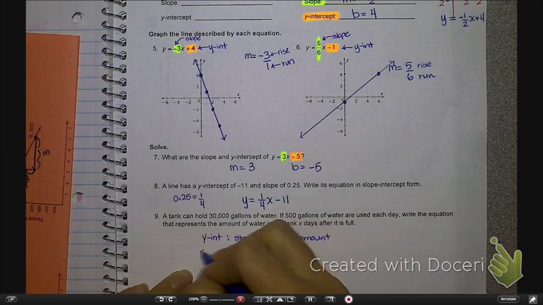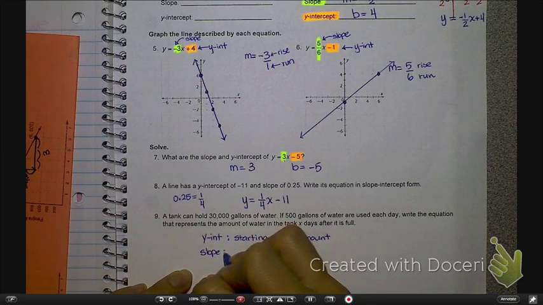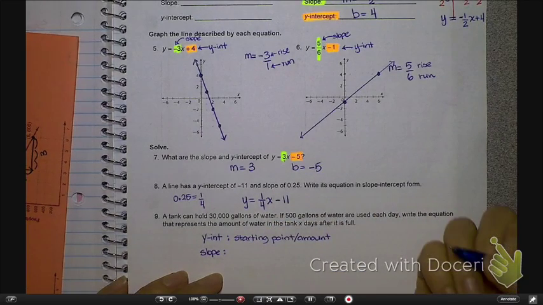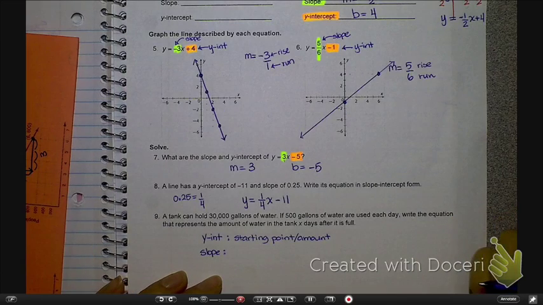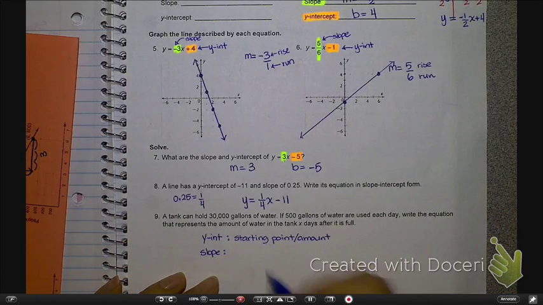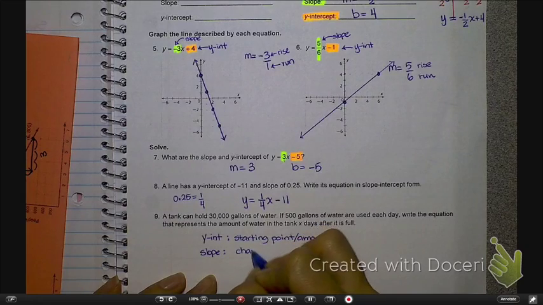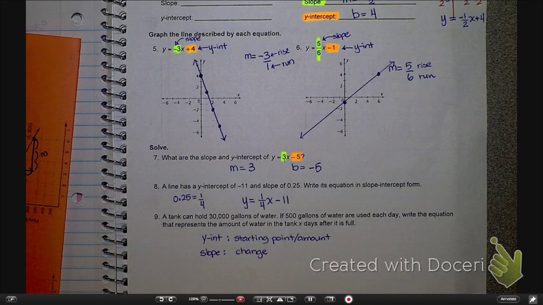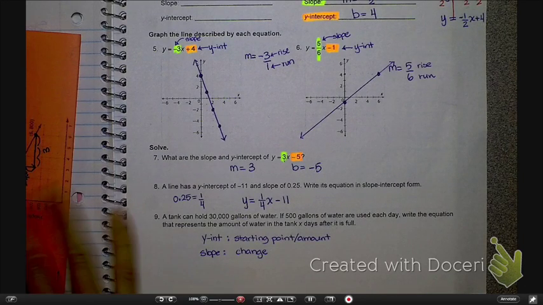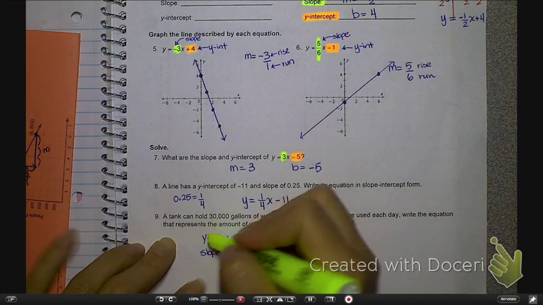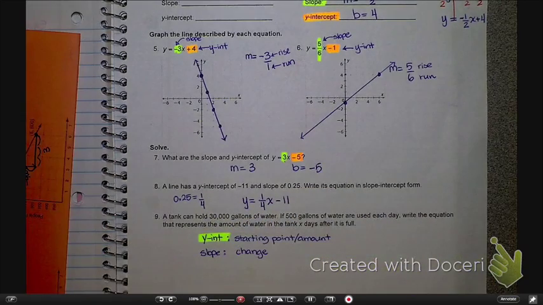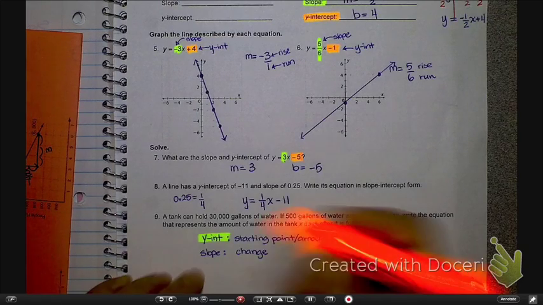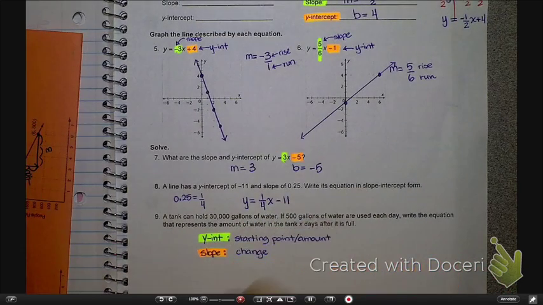The slope is the rise over run, which, remember, is the vertical change compared to the horizontal change. But when we're dealing with word problems, we're just saying that the slope is the change that's happening. So the first thing I want to do is identify in this word problem what is my starting point, or my starting amount? And then what is my slope? What's the change that's happening? So let's reread the word problem again.